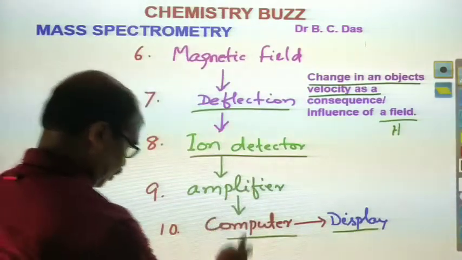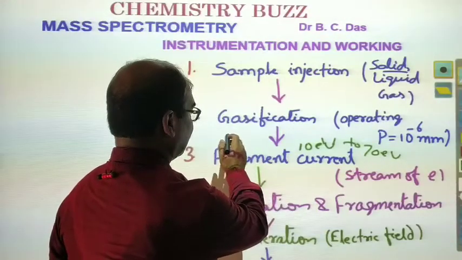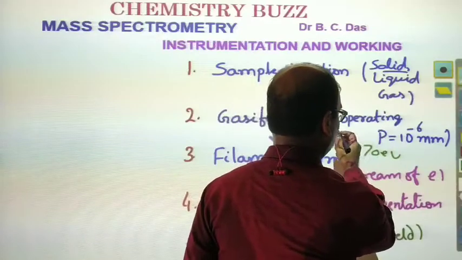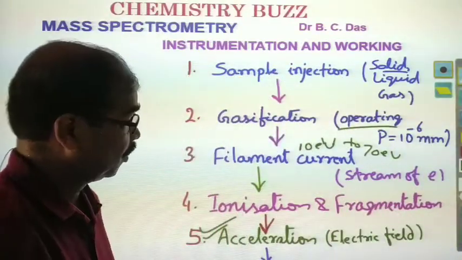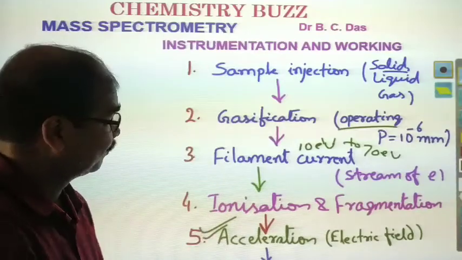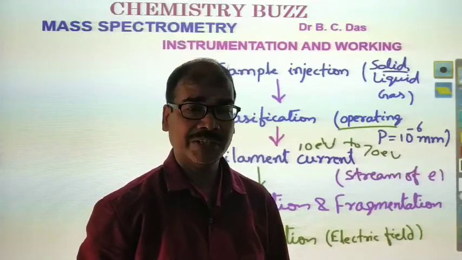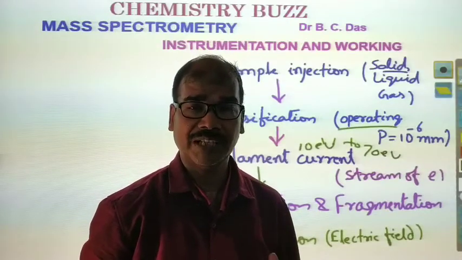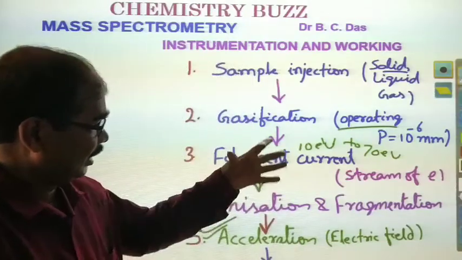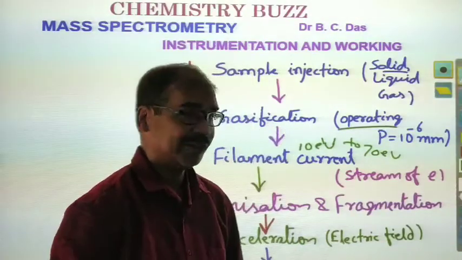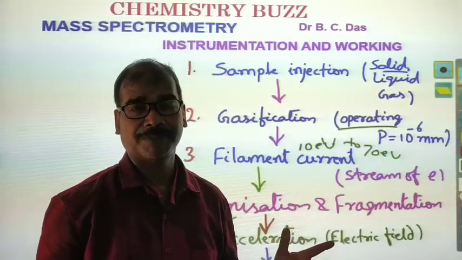Previously, for the gasification, the operating pressure is 10 to the power minus 6 mm, almost vacuum. So why is such a low pressure maintained inside the instrument? Why is the vacuum maintained? It is maintained in order to avoid intermolecular and interionic collisions.